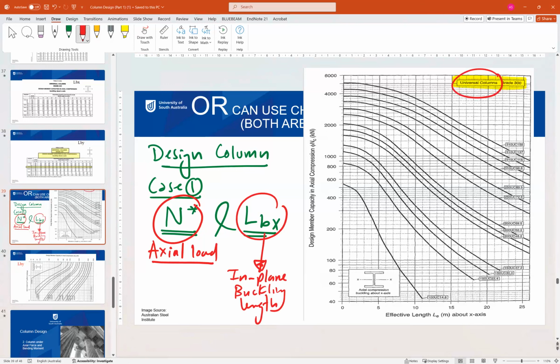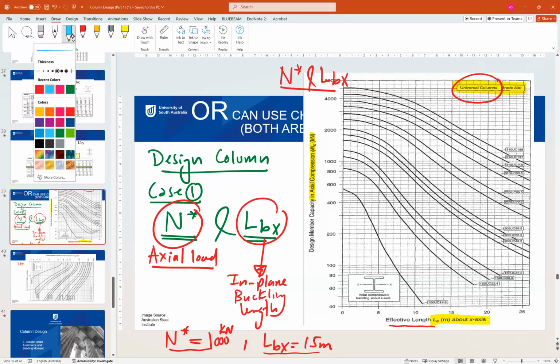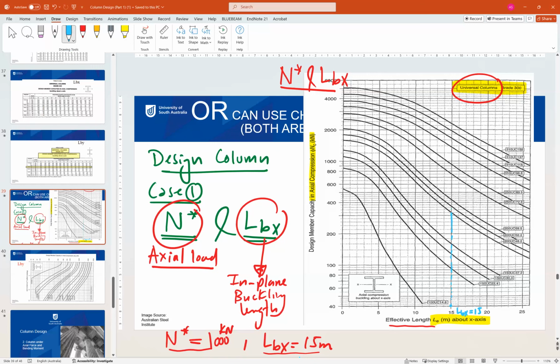The second point is that the chart shows the relation between effective length about the x-axis and the axial capacity or axial compression. So this is the chart to use with N asterisk and LBX. For example, if we have N asterisk equal to, let's say, 1000, and LBX, let's say, 15 meters, I will go to the chart using these two values and try to find a reasonable section. Let's start with the horizontal axis, L effective, 15 meters. So this is our point, LBX equal to 15. And I will create a dashed line like that.